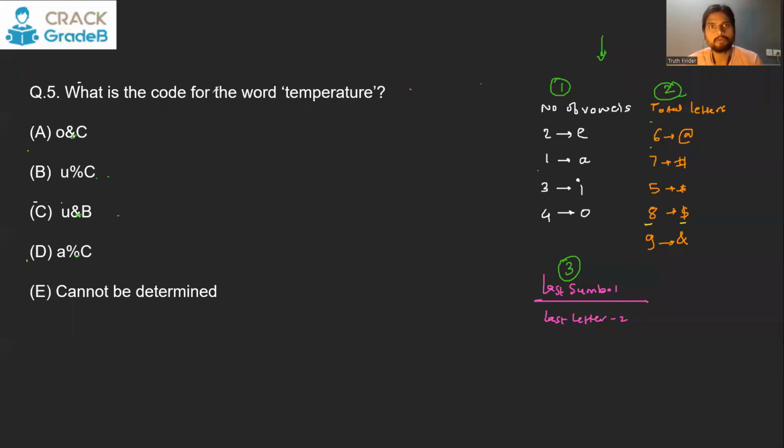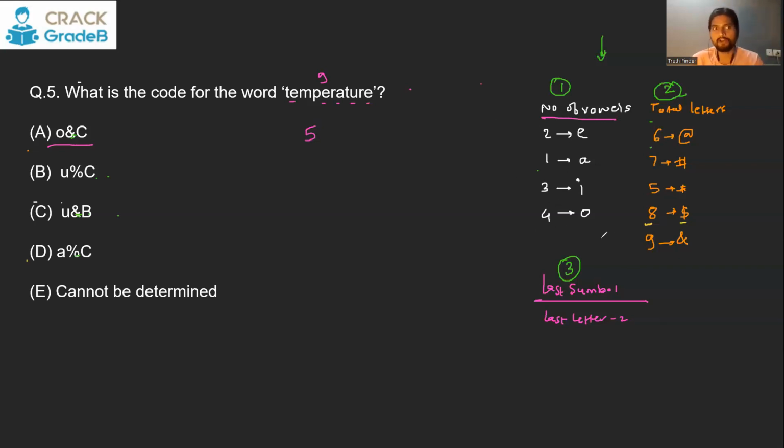What is the code for temperature? Actually, we solved the question already, but fine. Let's see. Because it has a total of 9 letters, it should have an ampersand in between. So this should be the code. Because the number of vowels are 1, 2, 3, 4, 5. Okay, sorry, temperature it is. We figured it out for temperature. Because it has 5 vowels now, we don't have a word.